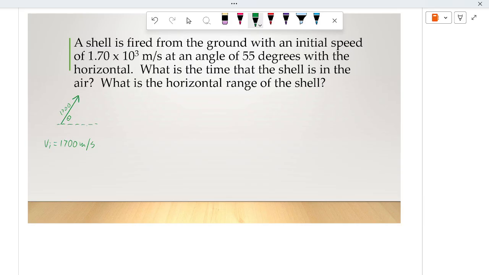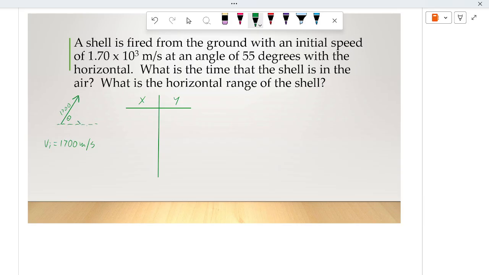Now, we need to break this down. Remember that with projectile motion, we have to work our problems separately, in the x and the y dimensions. And so what I need to do is break down our initial velocity, which is at an angle, into how much of that is in the x dimension and how much of it is in the y dimension. And we'll do that in just a second.